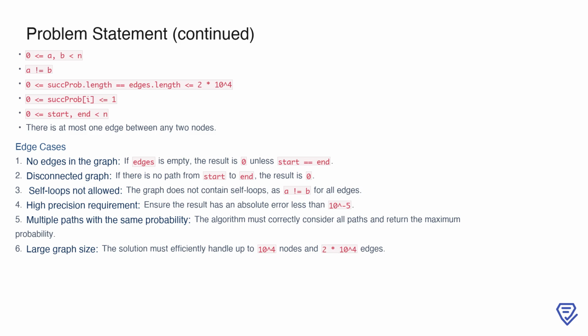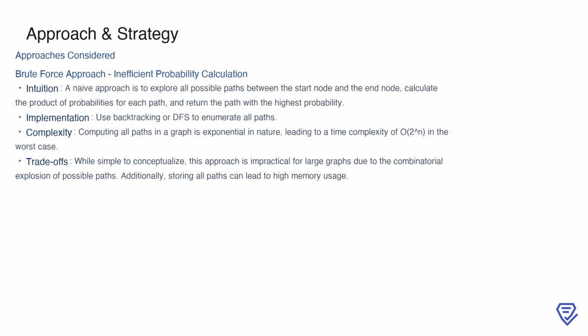The algorithm must handle large graph sizes efficiently and ensure high precision in the output, with an absolute error less than 10^-5. Additionally, if multiple paths yield the same maximum probability, the solution must account for all paths and return the correct result. To approach this problem, we first consider a brute force method.